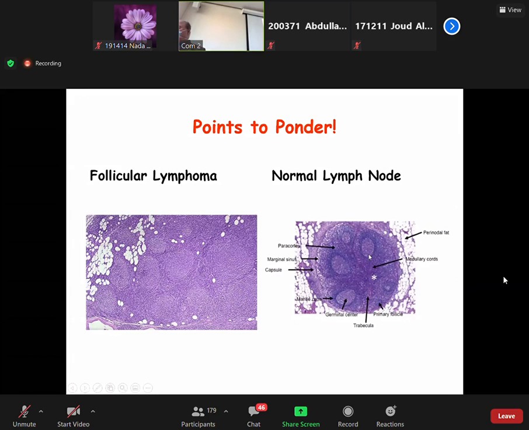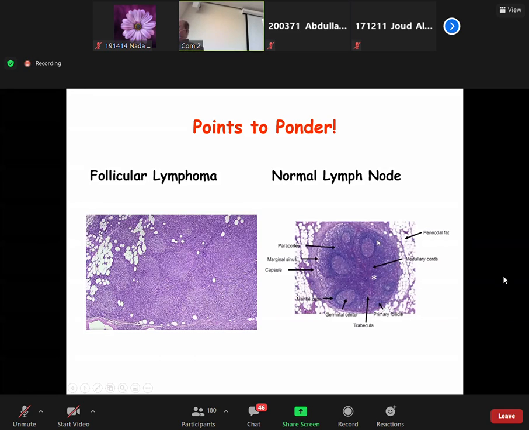So you will see that the follicles in a normal lymph node are of different sizes. This variety is very important in a lymph node. You don't see any monomorphity, if you will. It's not a monomorphic kind of appearance, right? They have different sizes and shapes.